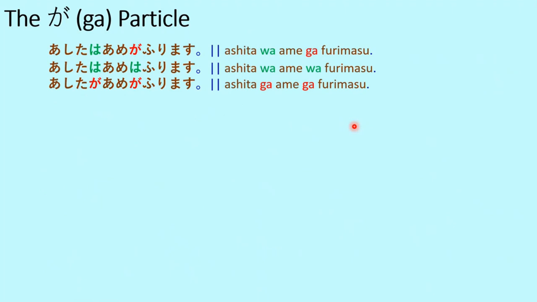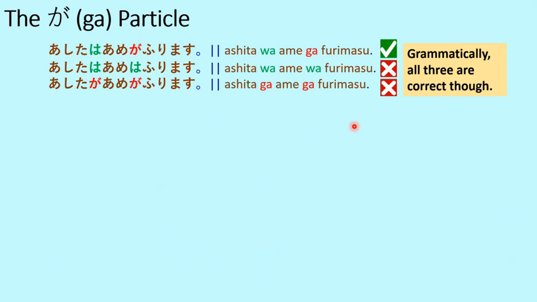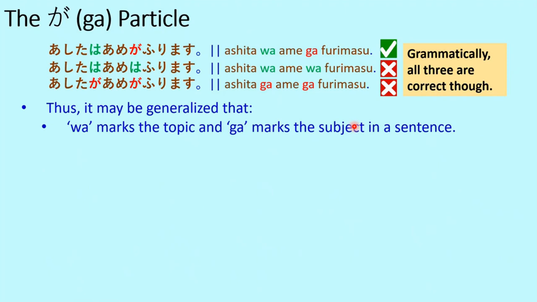So now let's take these three sentences. Ashita wa ame ga furimasu, which we just saw. Then ashita wa ame wa furimasu and ashita ga ame ga furimasu. Now the first one is the most appropriate one. The second and the third, although they are grammatically correct, are not used. They will not be used. Grammatically, all three are correct though. Thus, it may be generalized that wa marks the topic and ga marks the subject in a sentence.